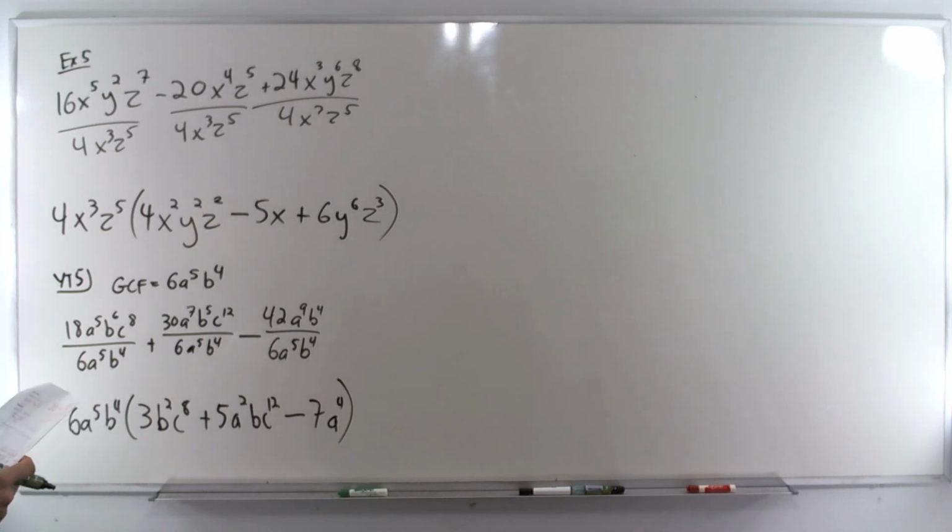So we got 6 a to the 5th b to the 4th times 3b squared c to the 8th plus 5 a squared b c to the 12th minus 7 a to the 4th. All right, part B.